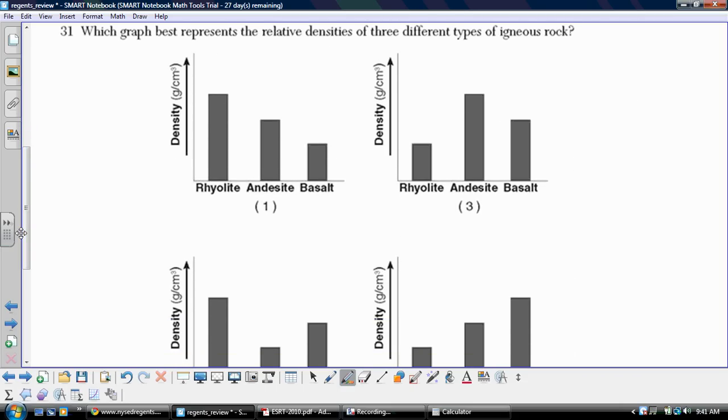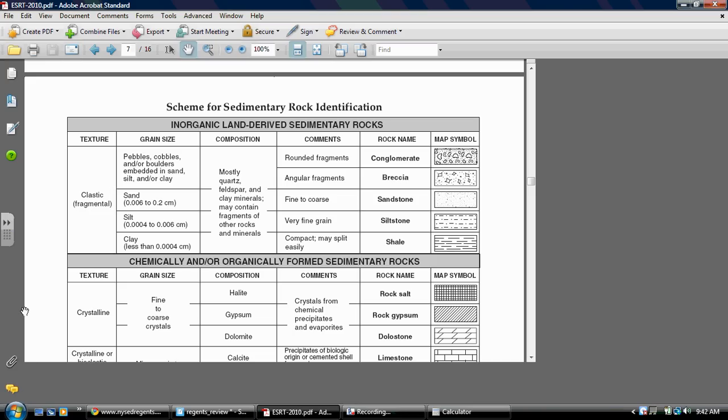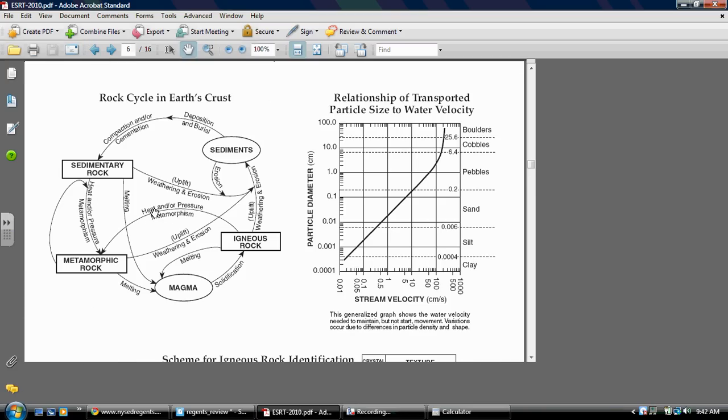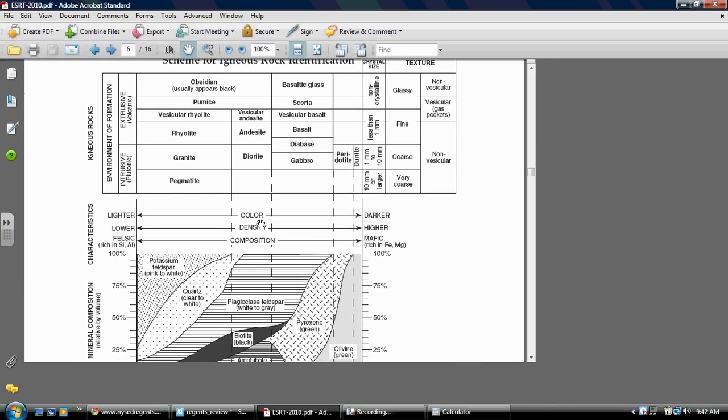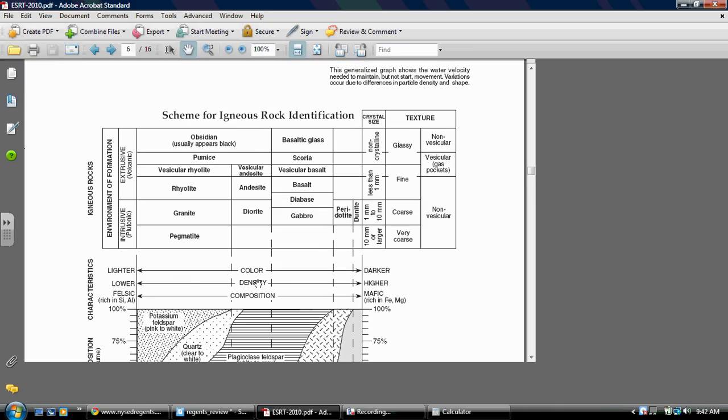Question 31. Which graph best represents the relative densities of the three different types of igneous rock? So, three different types of igneous rock. Okay, if we're talking about relative densities, again, I'm sure a lot of you have all this memorized, but in case we're using a reference table here or just want to double check to make sure that we're thinking accurately, if you're talking about igneous rocks and density, if you go to the chart here, the lower density rocks are the felsic ones, the lighter colored ones, and the higher density would be the mafic ones. So essentially, with low and high densities, we're talking about separating between the mafic rocks over on this side and the felsic rocks on this side.